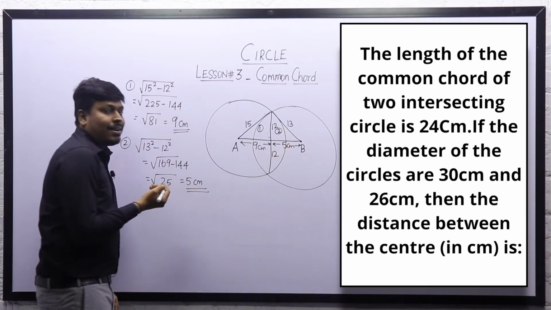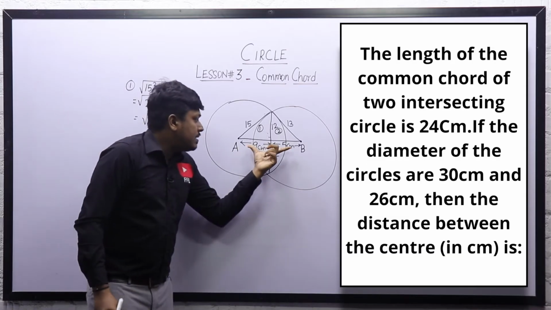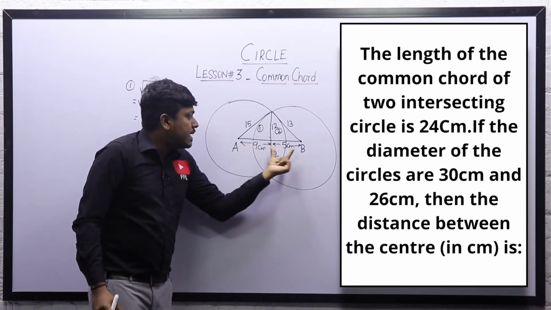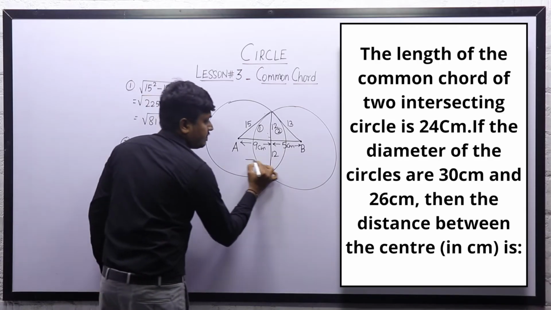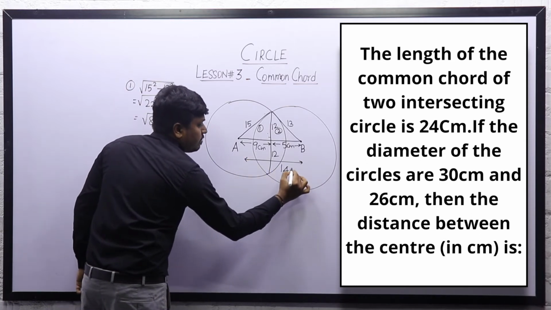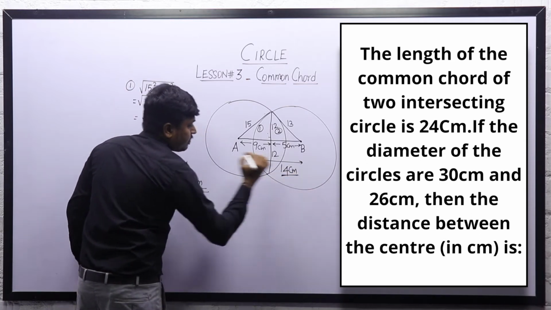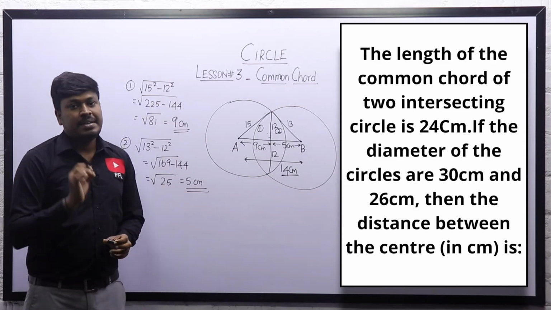So now what is our target? Our target is to find the distance between the centers. We know that the distance between the centers, the first part is 9 centimeters and the second part is 5 centimeters. So we can say the total distance between both the center points will be 14 centimeters. So finally, the answer for question number 1 is 14 centimeters.